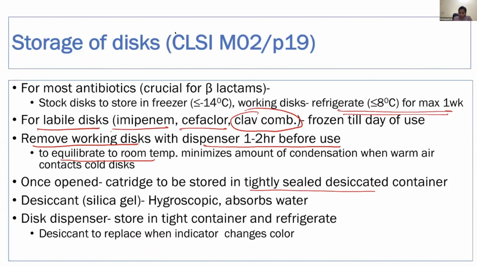If you have a habit of using a desiccant, that is silica gel, you have to look for the indicator. If there is a change in color, it means it has lost the ability to absorb moisture, and it has to be replaced. Okay, these are the important points. I repeat again, if you get a stock of antimicrobial discs from the manufacturer, it has to be kept at -20. Only the working stock of antimicrobial discs will be kept at 2 to 8.